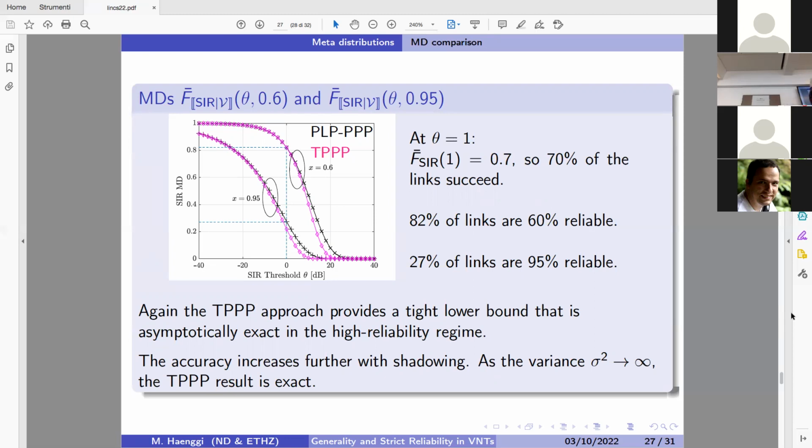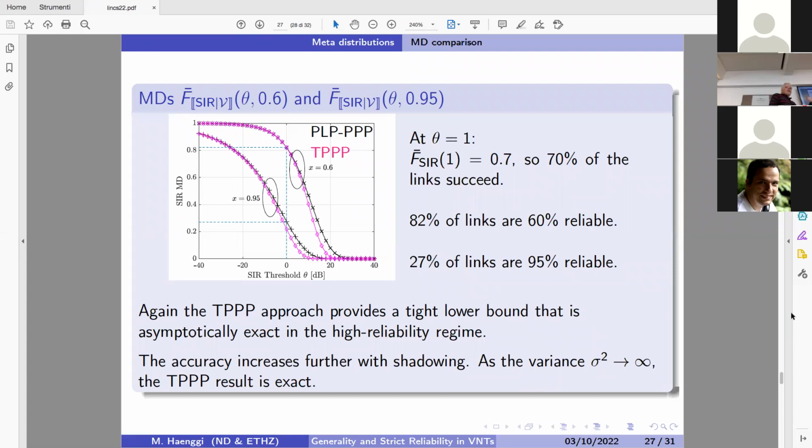So we set, say, the threshold equal to 1. The standard SIR distribution says 0.7. So we know in this model 70% of the vehicles succeed, but no information about individual vehicles. In contrast, the meta distribution tells us that at 0 dB, theta equal to 1, 82% of the vehicles are 60% reliable, and 27% of the links for vehicles are 95% reliable. So we get very fine-grained information.